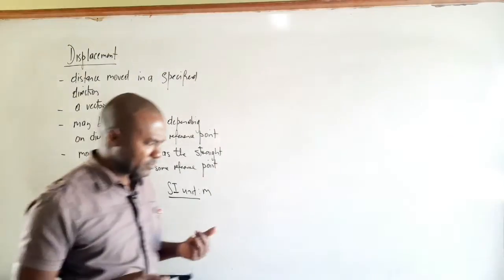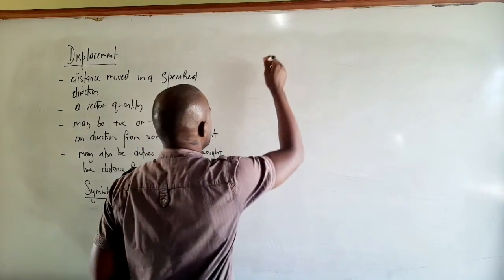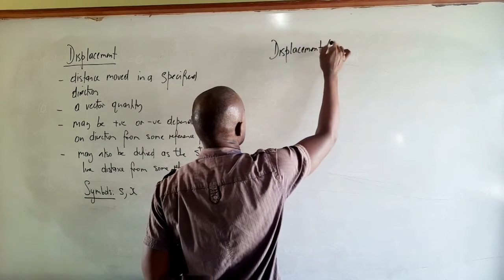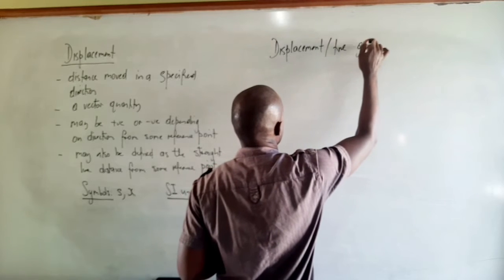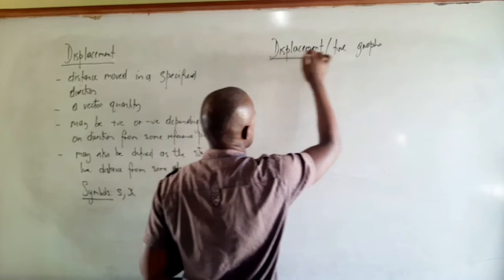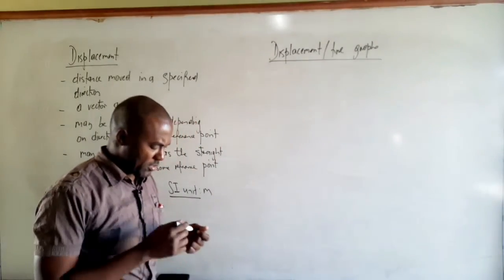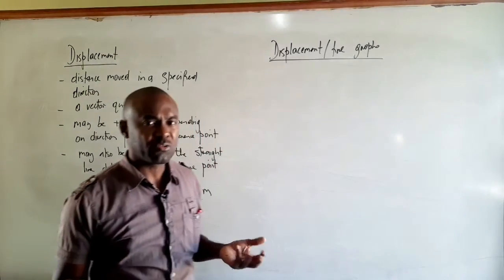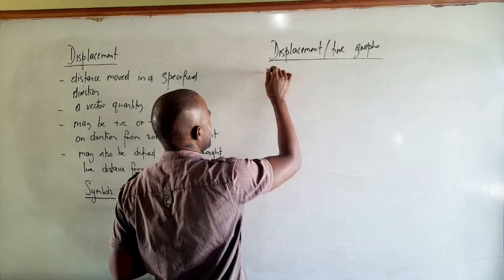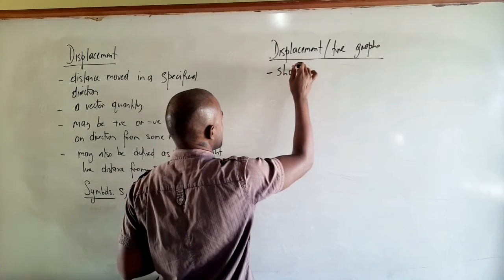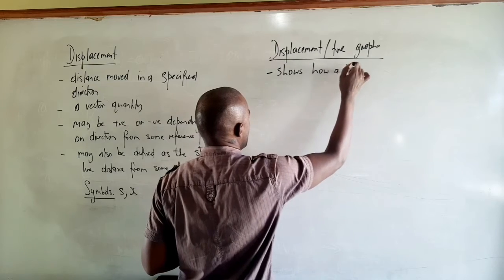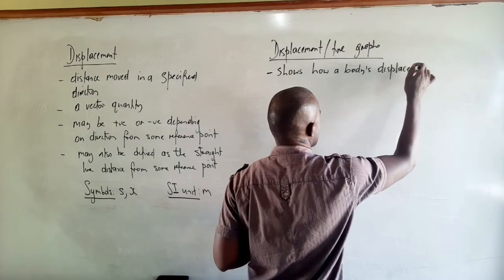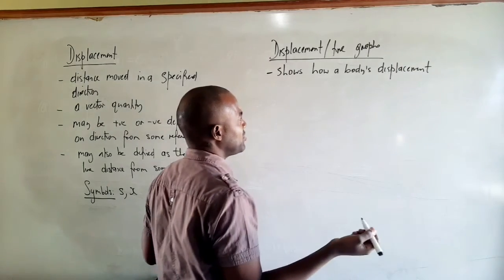Now let's talk about displacement time graphs. Now what exactly is a displacement time graph? A displacement time graph is basically a graph which shows how a body's displacement varies or changes with time. Right? So displacement on the vertical or the y-axis is plotted against time on the horizontal or the x-axis.